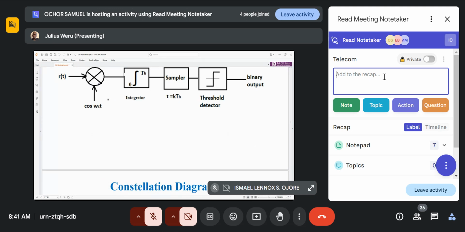We are going to use the same principle when it comes to quadrature, but in that case you'll be having cos ωct and sin ωct.